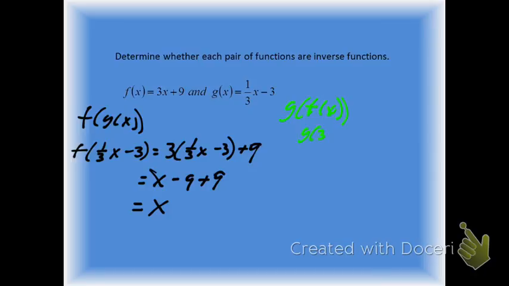So you have g of 3x plus 9, which, plugging it in, gives you 1/3 times 3x plus 9, minus 3. Distribute the 1/3, you get x plus 3 minus 3. So you get x as well. So are these inverses? Yes.